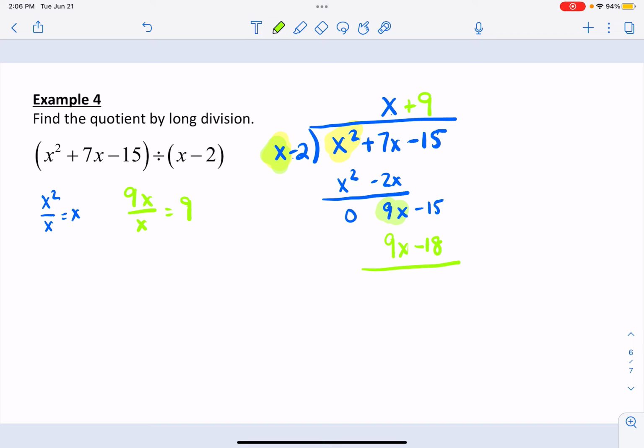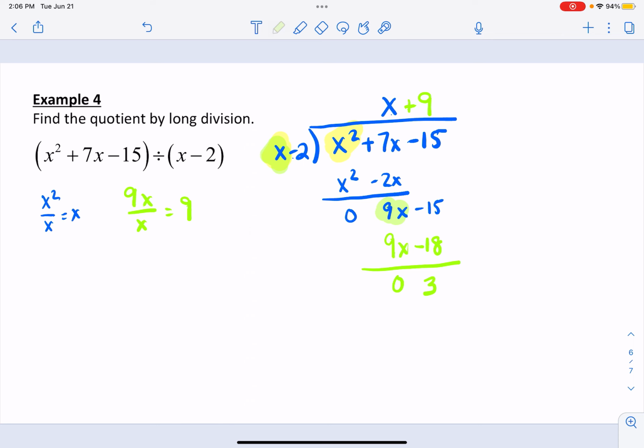So then what we do is we subtract. 9x minus 9x, well, that's 0. Negative 15 minus a negative 18 ends up being a 3. So this is my remainder. Once you get to a number, that's where your remainder is.